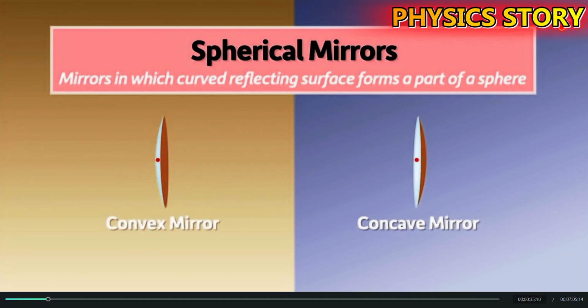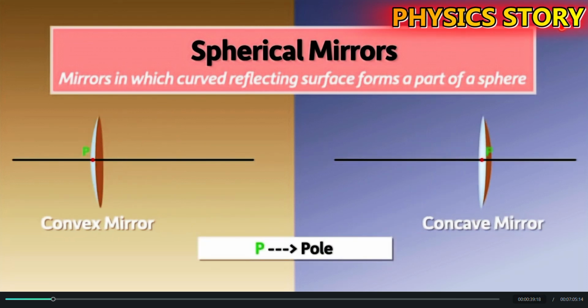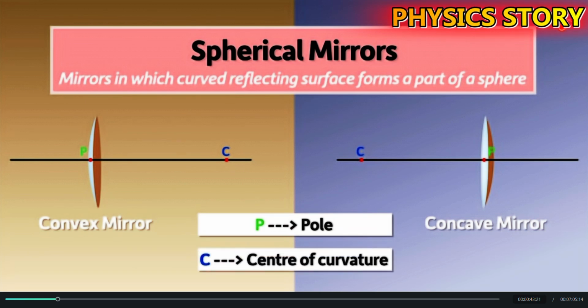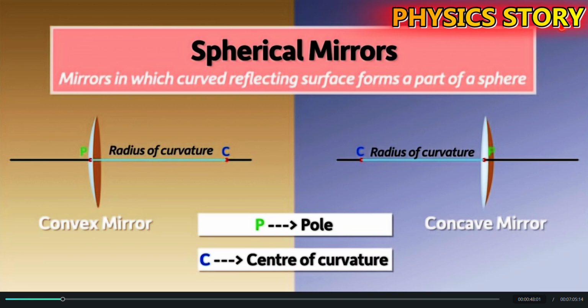The center of the reflecting surface is called the pole. The center of a sphere of which they form a part is called the center of curvature. And the radius of that sphere is called the radius of curvature. CP here is the radius of curvature. Note that for a concave mirror, the center of curvature lies in front of the reflecting surface, whereas for a convex mirror, it lies at the back of the reflecting surface.